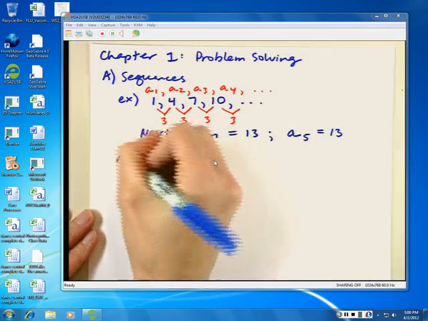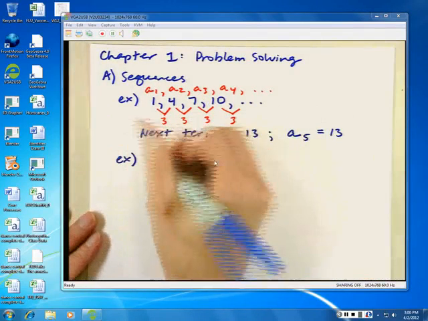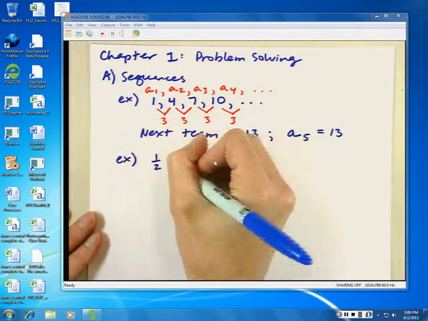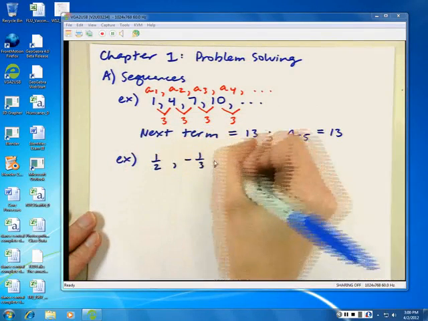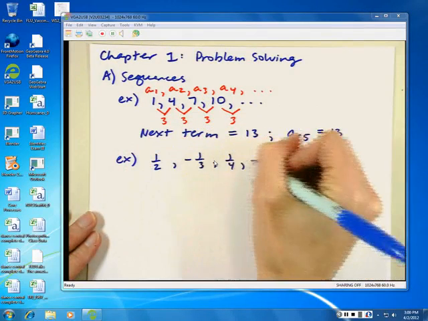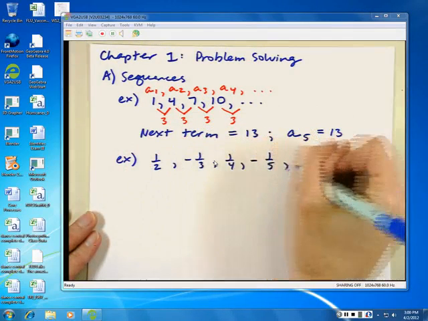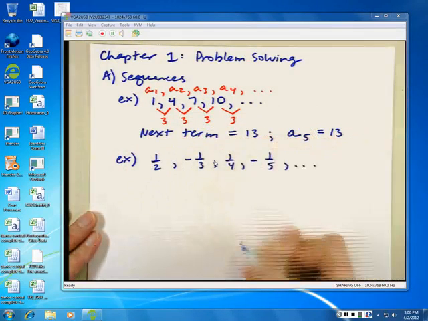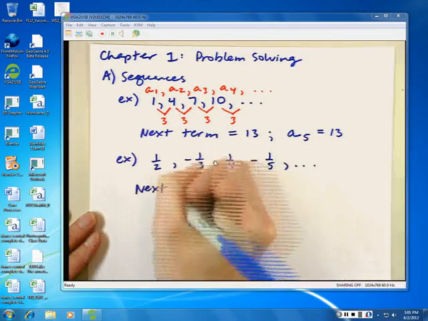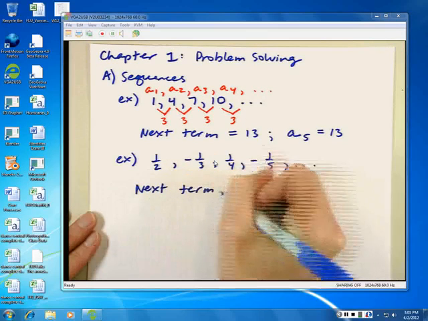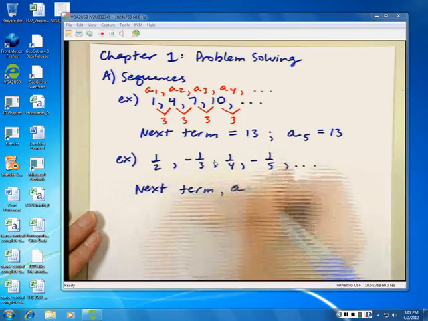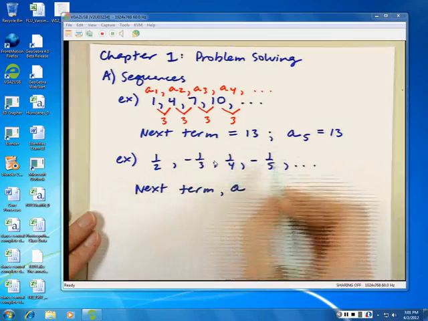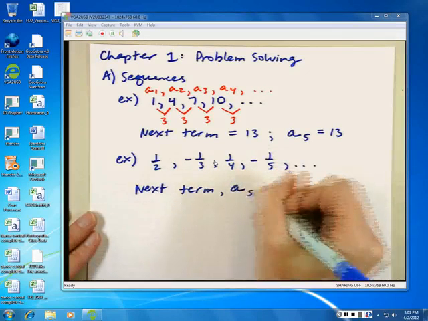Okay, next example. The next example has some fractions in it. The first terms are 1/2, negative 1/3, 1/4, negative 1/5, ... Again, we want to find the next term, but the pattern's different this time. Or A sub, let's see, first, second, third, fourth. We're looking for A sub 5 again.